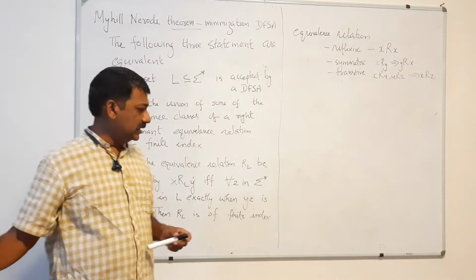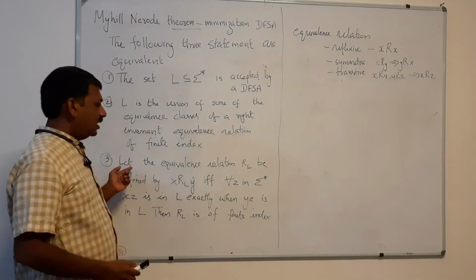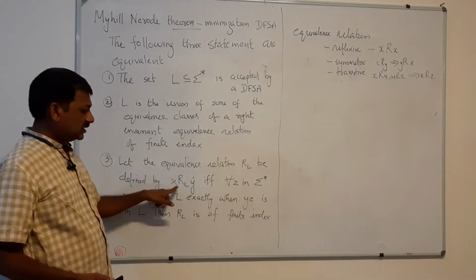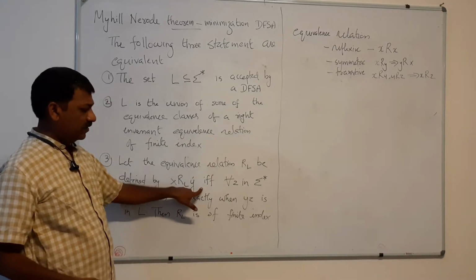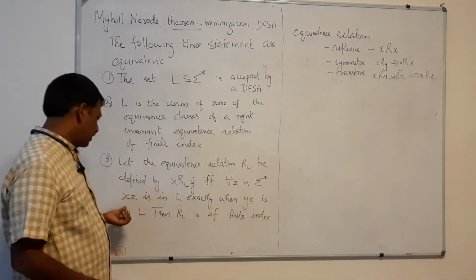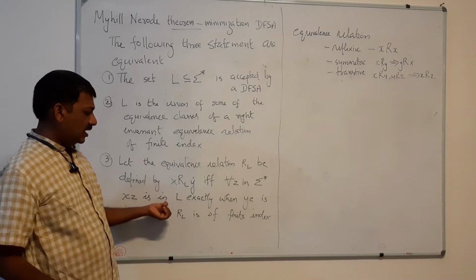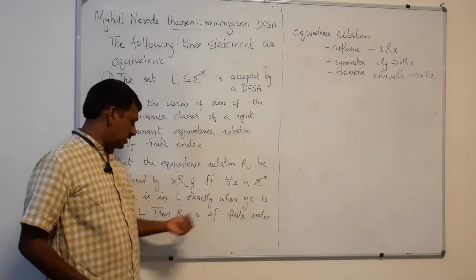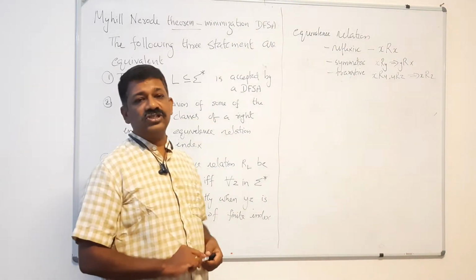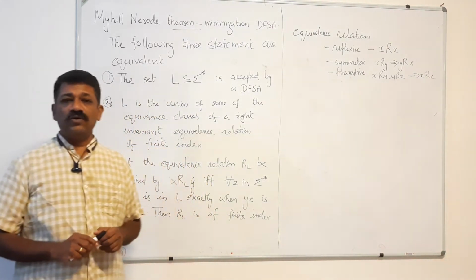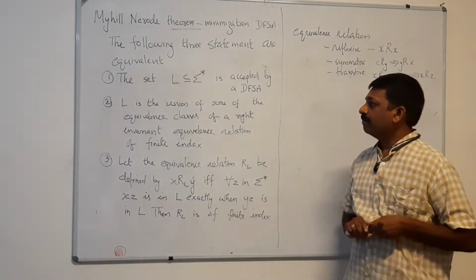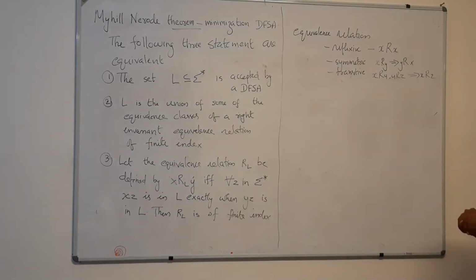We'll discuss that later. And let the equivalence relation RL be defined by x RL y if for every z in sigma star, xz is in L exactly when yz is in L, then RL is of finite index. This is the third statement, and that statement also we will discuss in detail later.